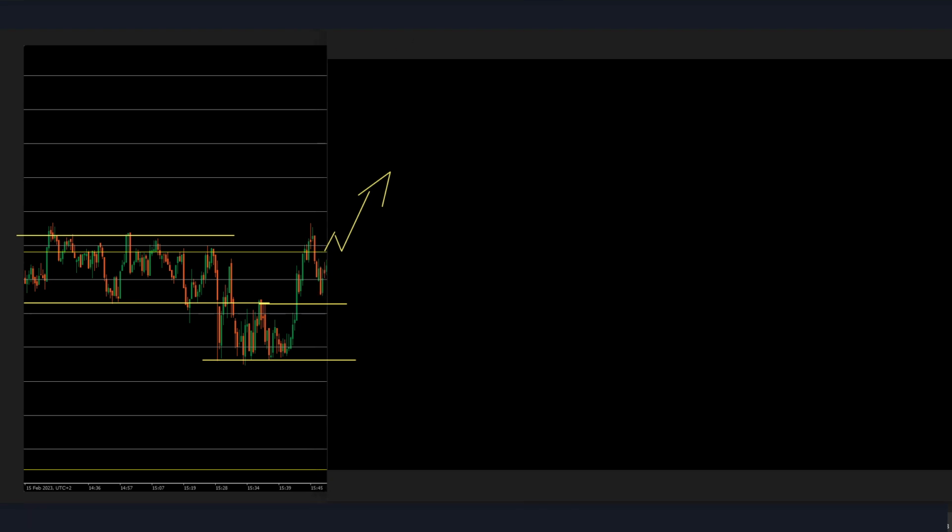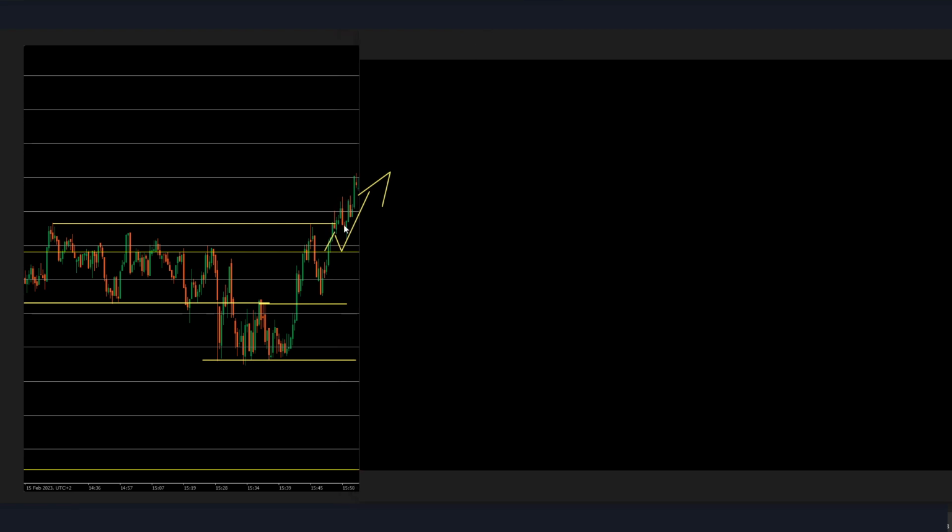Okay, we have a break, but as you can see, we failed to break above these previous highs. So let's see if we have some more momentum, and with this possible entry over here, let's see if we take it and how far the price will go. So this will be the entry, okay.